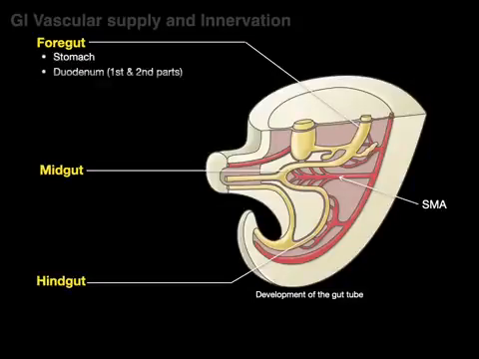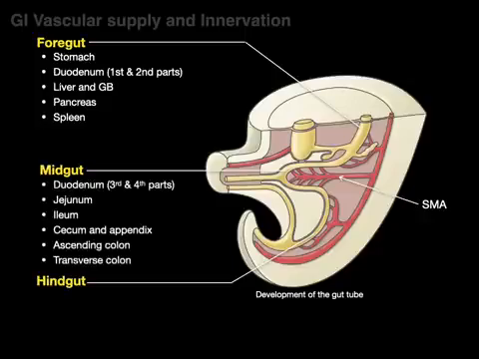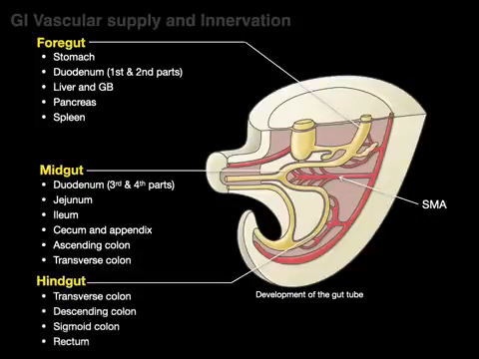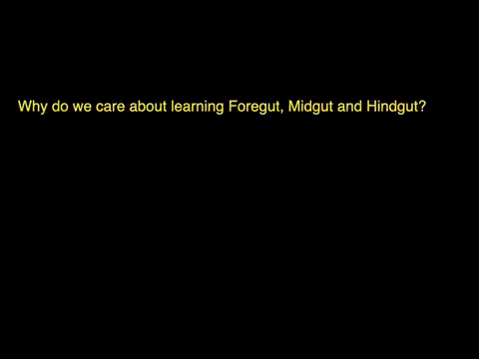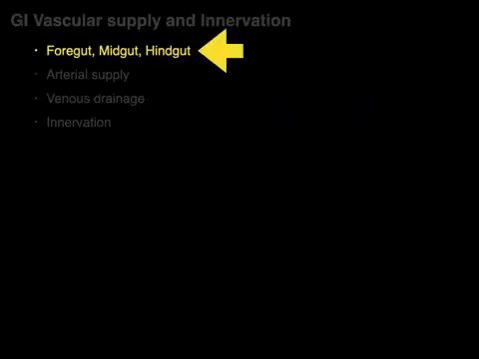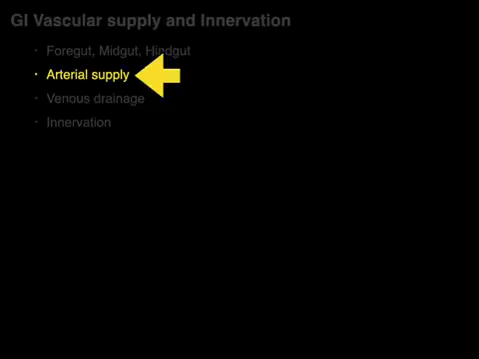So foregut organs include stomach to the first couple parts of the duodenum and all the accessory digestive glands. The midgut is the third and fourth part of the duodenum, all the way to the transverse colon, and the hindgut's transverse colon to the rectum. Knowing this is helpful. Now, why do we care about learning foregut, midgut, hindgut? Because if you know those, it's very easy, or I should say straightforward, to learn the arterial supply.